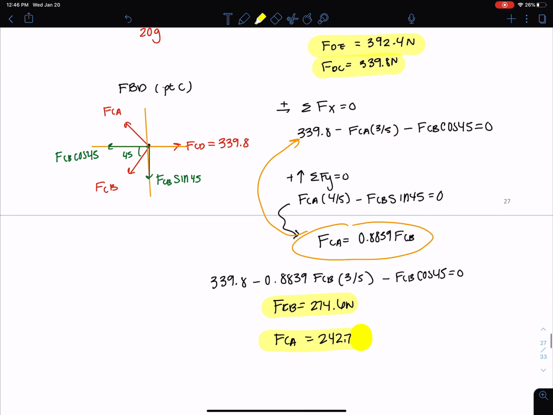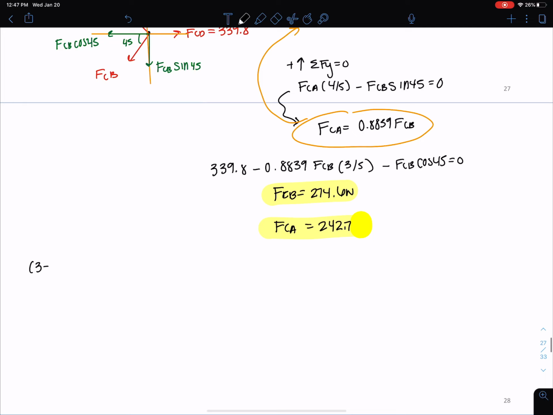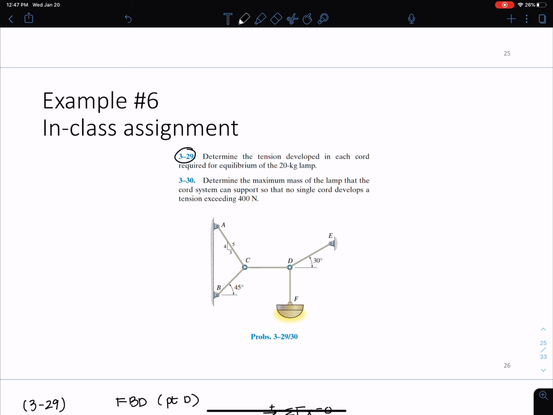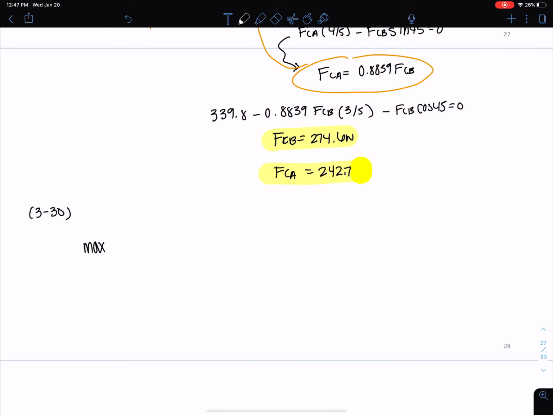Okay, so that is the procedure for that first part of the problem. Now what we're going to do is 3-30. So let's go back up and read 3-30. We want to determine the maximum mass of the lamp that the cord system can support so that no single cord develops a tension exceeding 400. So what we want here is the max tension in any cord to be less than or equal to 400 newtons.